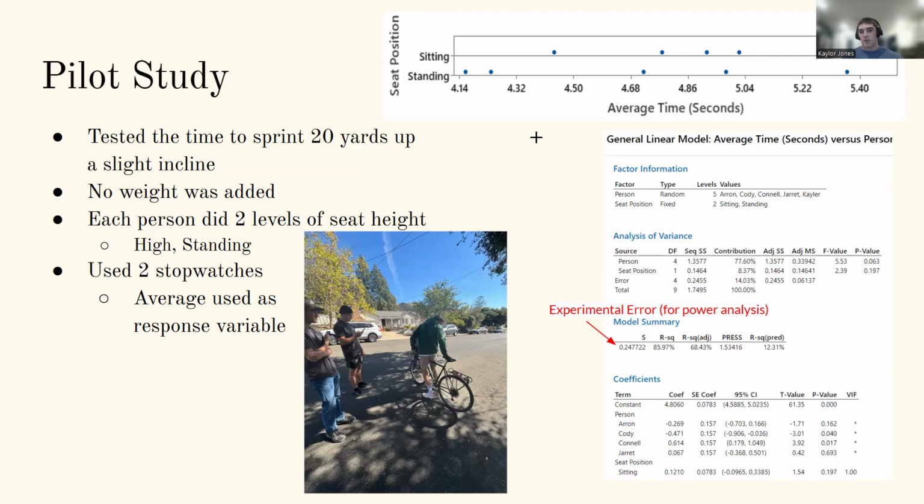Using that data, we ran our GLM, which gave us this corresponding output. We are not so interested in the analysis of variance for this one, because we don't know the power of the study and if we did enough replicates. This was really just to get us this experimental error that you see down here, this S value of 0.247722. With that experimental error value, we are able to run our power analysis, which you'll see on the next slide.